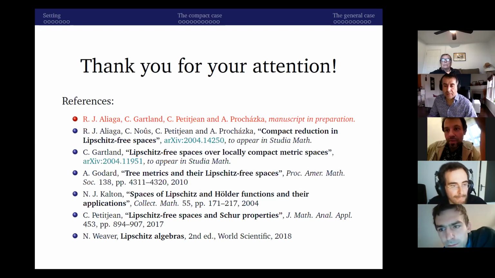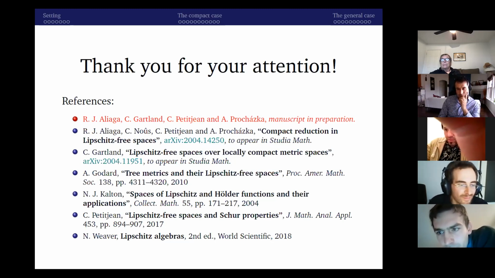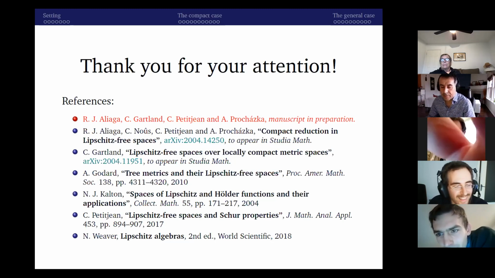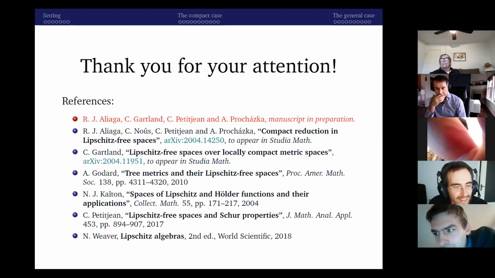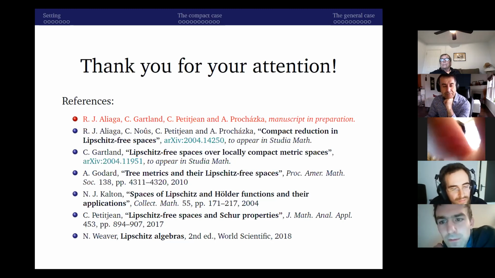If I may, just to Marek's remark, this is a curious feature that in a compact case, whatever equivalent metric you put on a purely one unrectifiable metric compact, its free space is going to be isometrically a dual. So in this sense, it is not surprising that you have on one hand an isometric result, and on the other hand an isomorphic one.